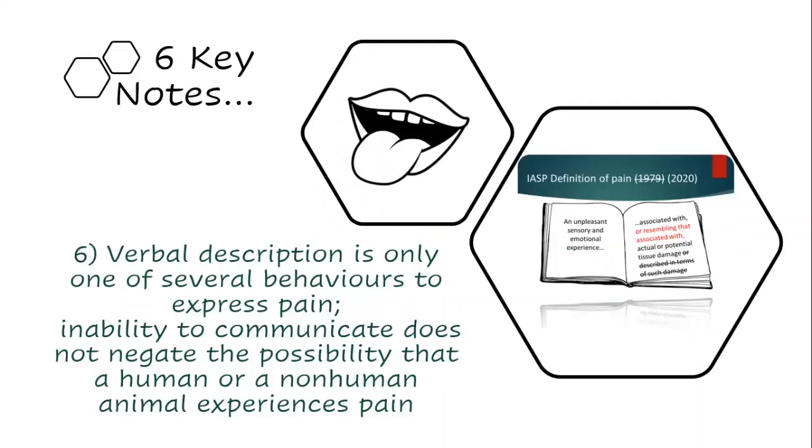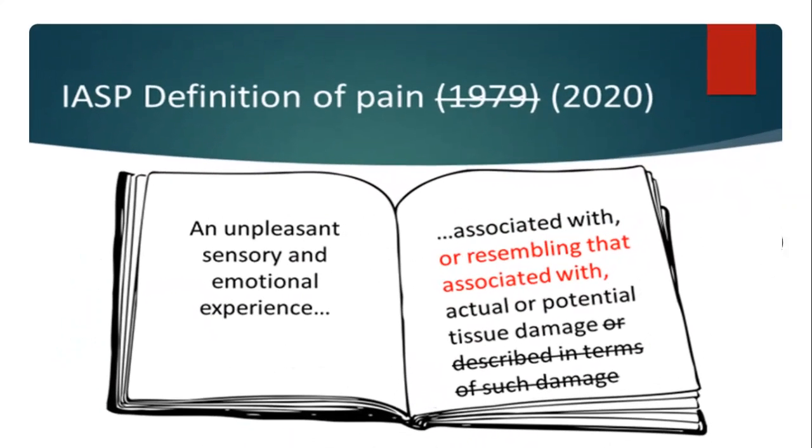And lastly, our sixth keynote. Verbal description is only one of several behaviors to express pain. The inability to communicate does not mean that a person, or even an animal for that matter, does not experience pain. So for this reason, the International Association for the Study of Pain revised the initial definition of 1979, and now in 2020, they took out the part that described pain in terms of such damage, as not everyone is able to describe their pain.